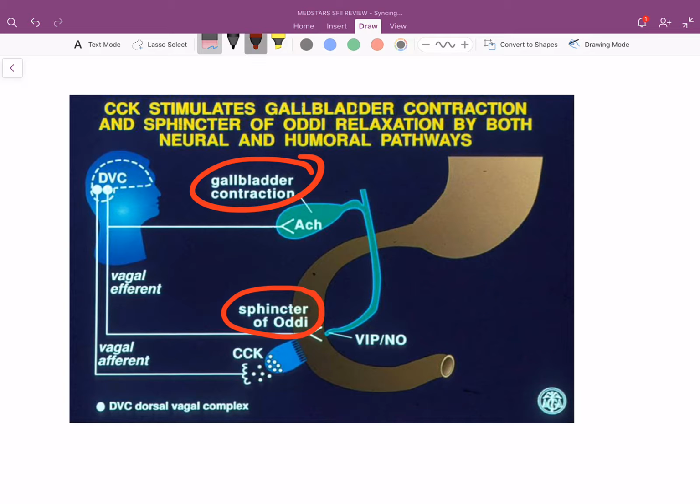So at the duodenum, you have vagal afferents, right? And remember, the cells that are secreting CCK are the I cells. They're going to secrete CCK, and that CCK is going to bind to these afferent neurons and send a signal to the brain that, hey, there's CCK in your GI. The brain's going to say, okay, then I have to send a signal to the gallbladder to contract. We know that an excitatory neurotransmitter is acetylcholine, and over here it's going to tell the sphincter of Oddi to relax, and we know that our inhibitory motor molecules are vasoactive intestinal peptide and nitric oxide, right?